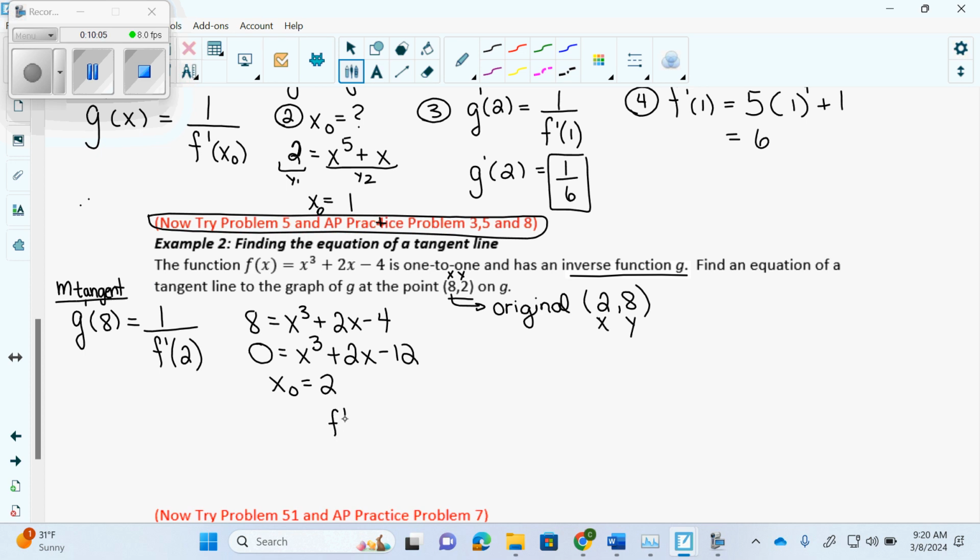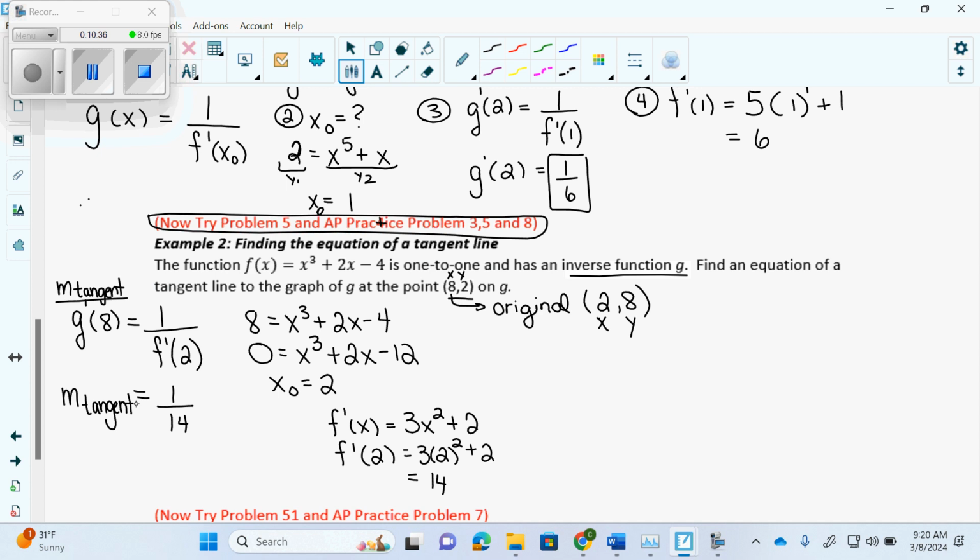It's great. So f prime of x is 3x squared plus 2. F prime of 2 is 3 times 2 squared plus 2, which is 14. So my m tangent is 1 over 14.